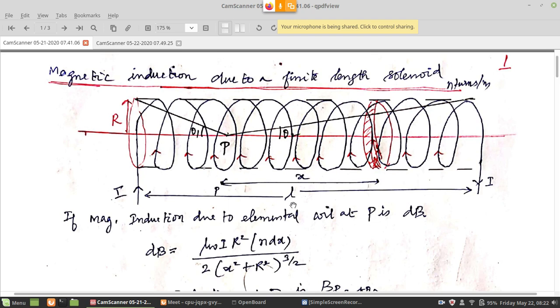Magnetic field at the point. The trick is the same trick. Whatever we used for the infinite case, the same trick here also. We have to assume an element of the solenoid. The red color one is the element of the solenoid.